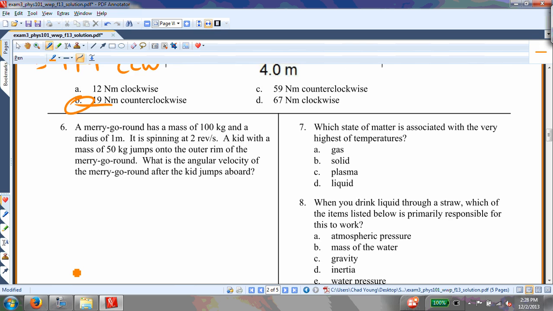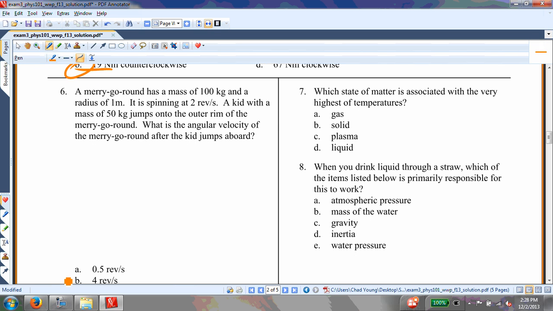All right, a merry-go-round has a mass of 100 kilograms and a radius of 1 meter, spinning at 2 revolutions per second. A kid jumps on. What is the angular velocity? All right, this is an angular momentum problem. That is that Li equals the final angular momentum.